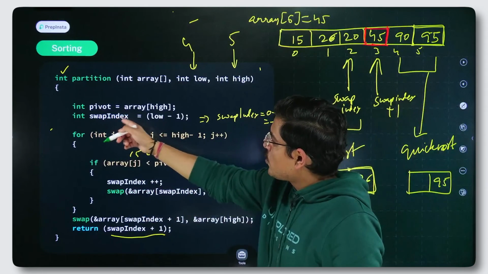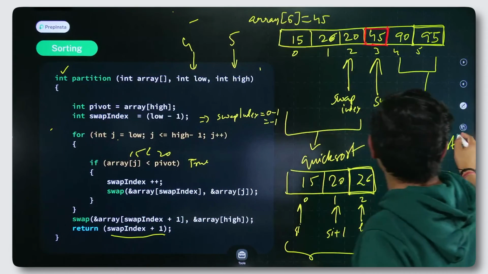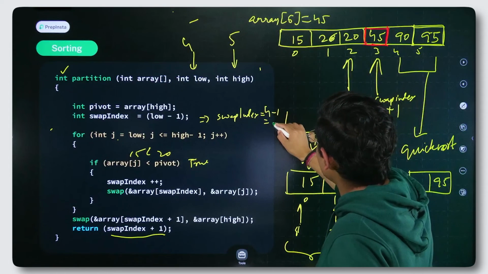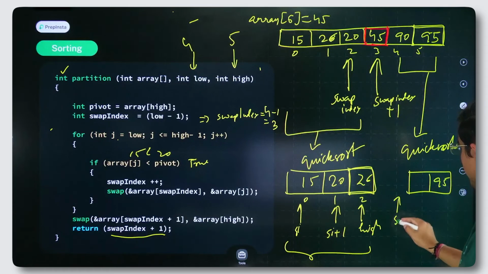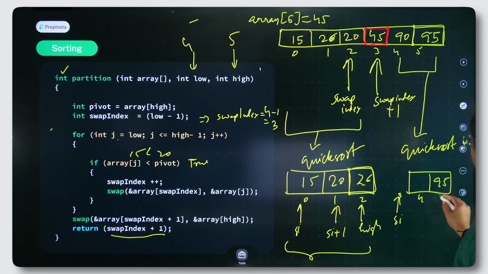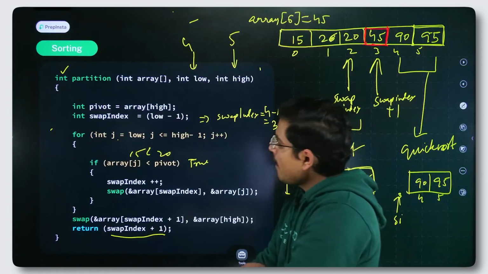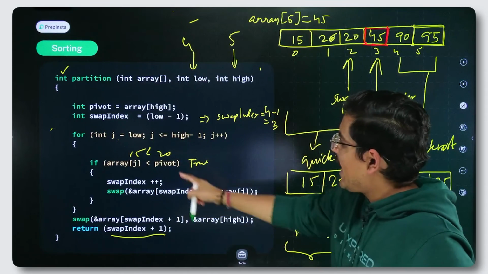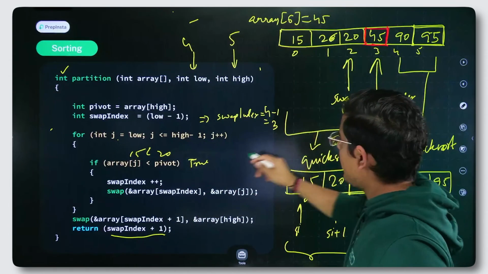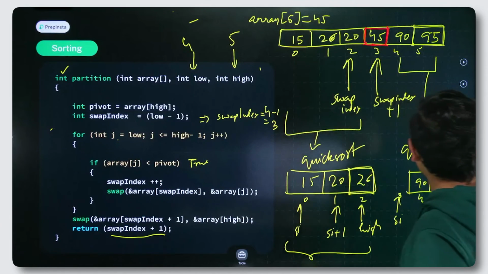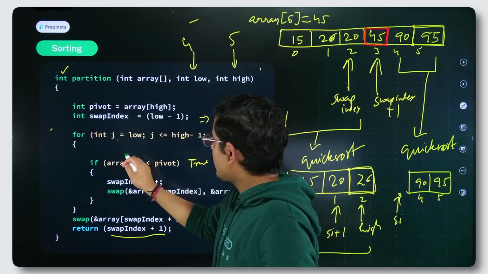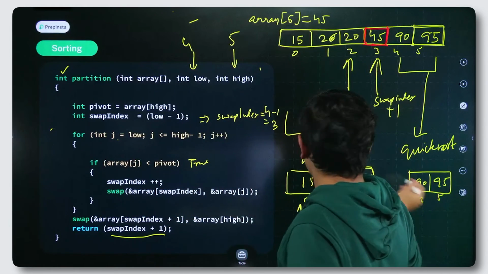If you see, swap index is low minus 1, here swap index will become 4 minus 1, which is 3. So swap index is somewhere here for this, right, at 3, and 4 and 5 are the places where we are having our partition. Now in this case, j is equal to low, which is 4, so j is 4 now. Array of 4, I'll erase this 15 and 20 to avoid confusion. Array 4, which basically means value at index 4, is nothing but 90.